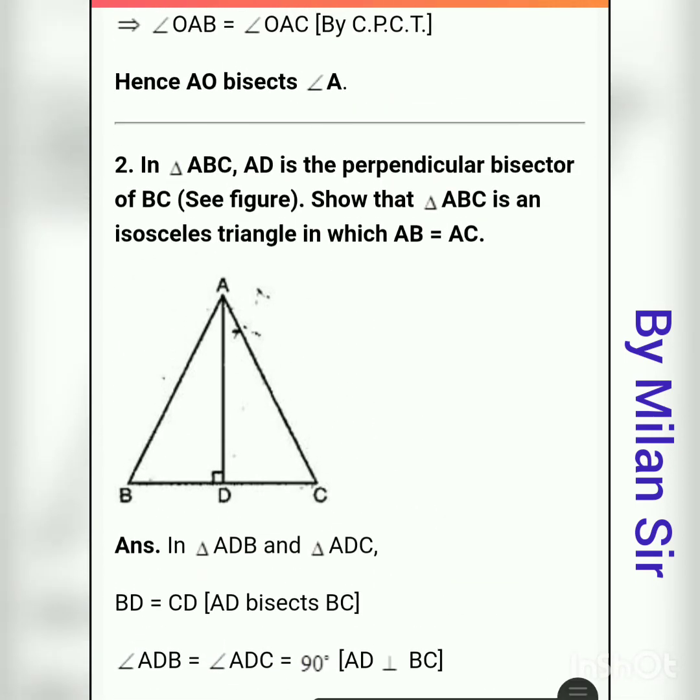So we need to use these two triangles: one angle 90 degrees, these two parts are same because of the perpendicular bisector, and AD is the common side. So by using the side angle side criteria, these two triangles are congruent, and from that we can prove AB is equal to AC.